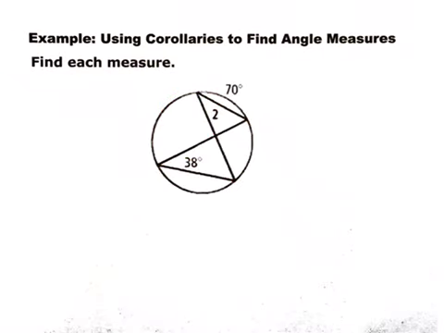Here we're looking for angle 2. Well, angle 2 cuts this arc here, but so does this angle here, which is 38, and since they cut the exact same arc, they must be equal. So the measure of angle 2 is just going to be 38 degrees.